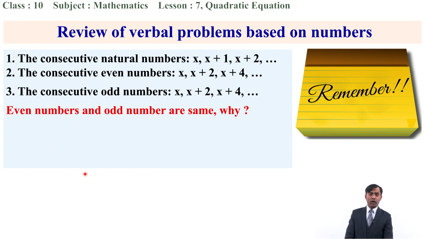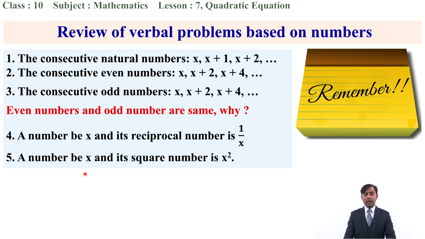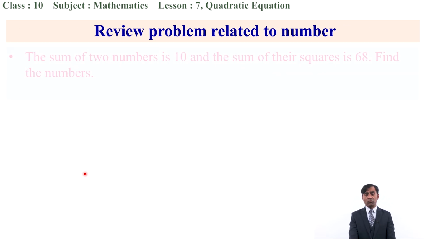Even numbers and odd numbers are the same. Why? We know that consecutive even numbers and odd numbers both increase by 2, so they are equal. And if a number is x, its reciprocal is 1 upon x. Similarly, if a number is x, its square is x whole square, that becomes x square.